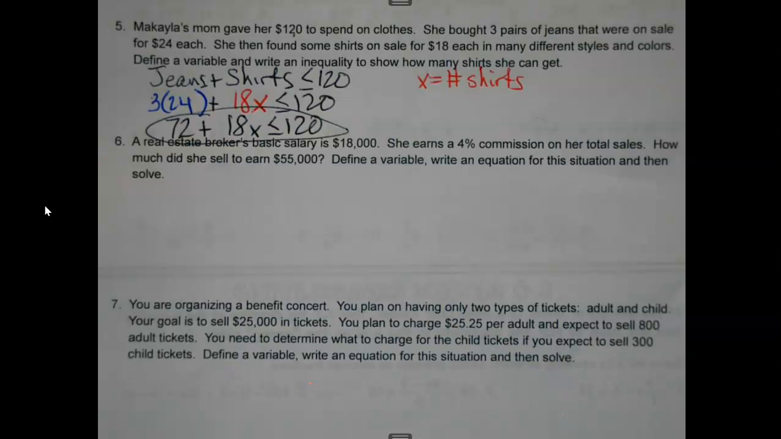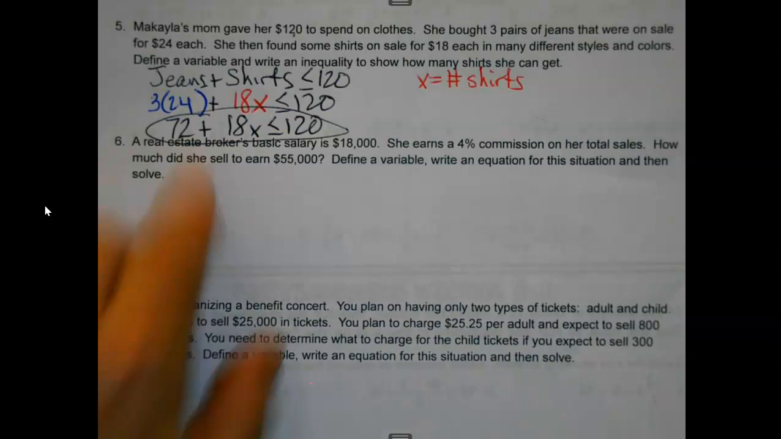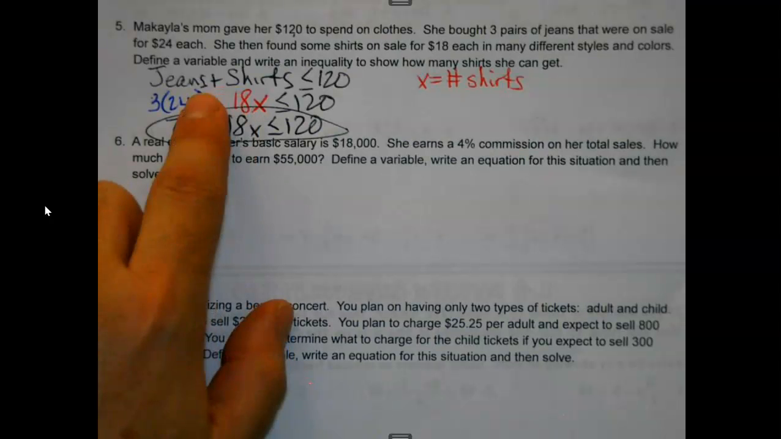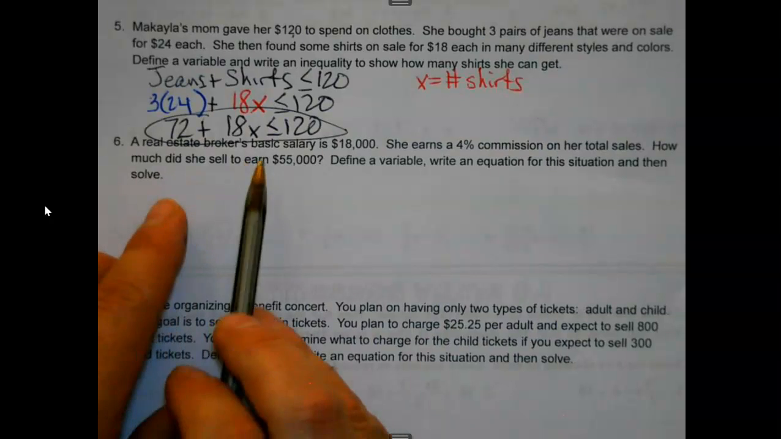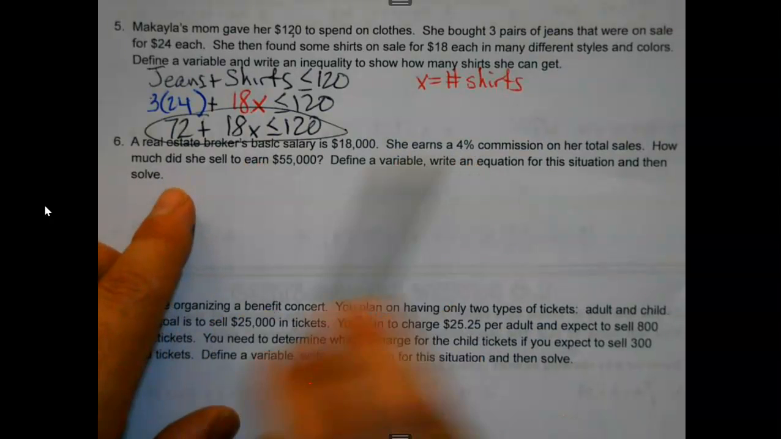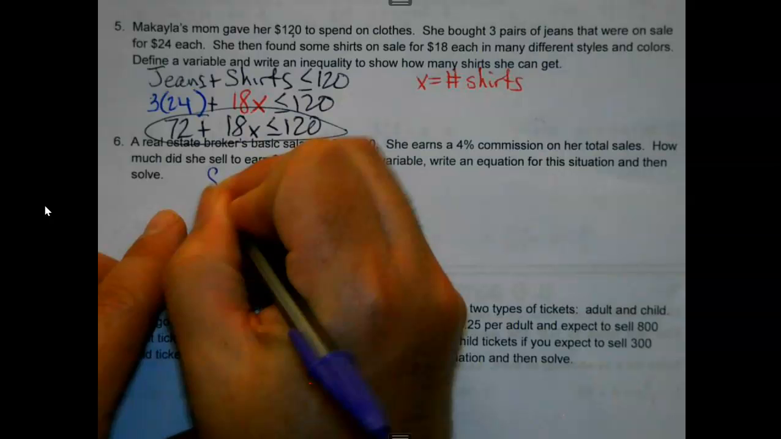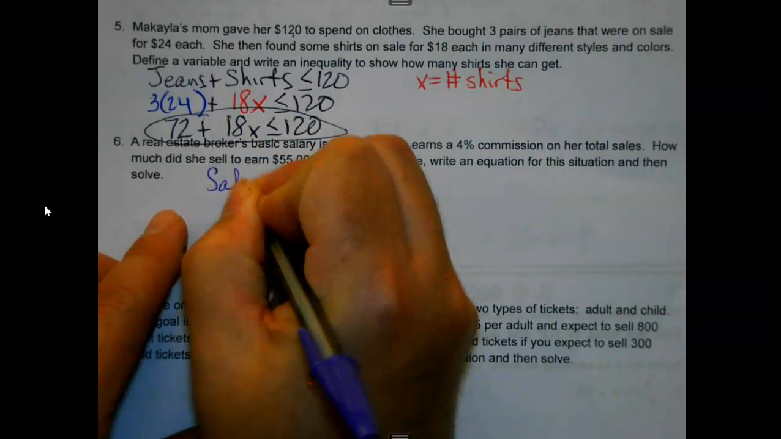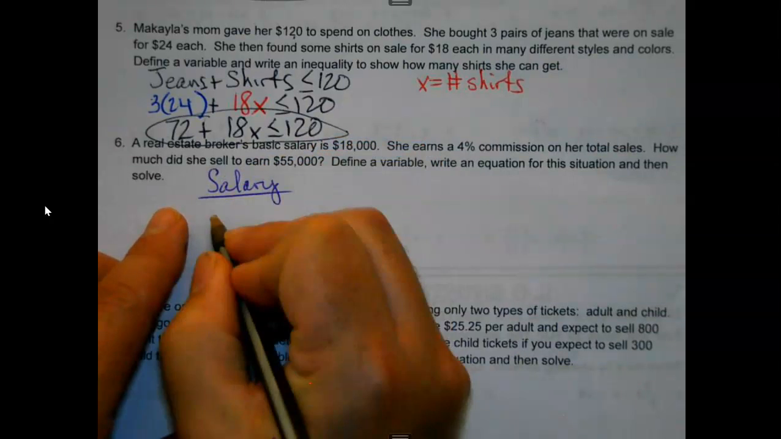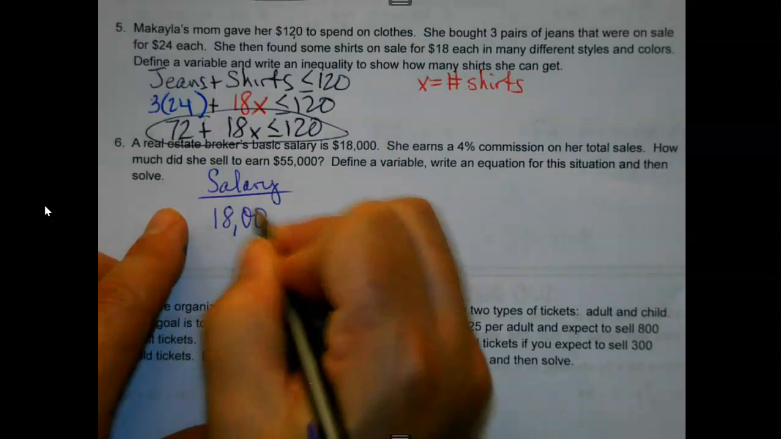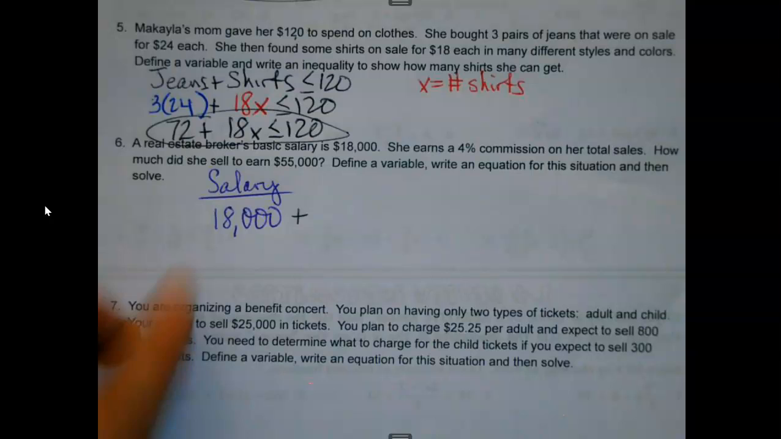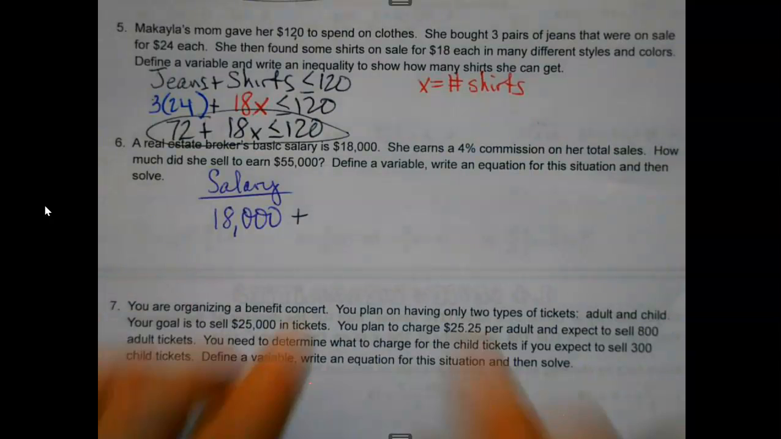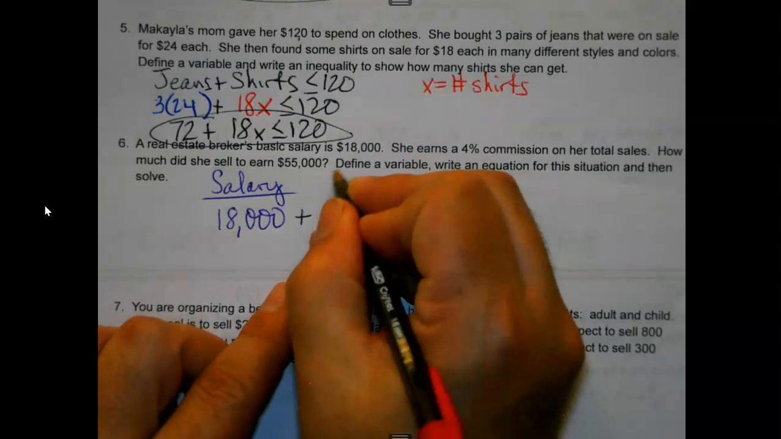Okay. So again, you're going to find consistency with me. I'm going to do a little word salad here first. So let's see. So I'm going to get a salary. So that's $18,000. I'm getting that no matter what, whether I'm good at this thing or not. I'm getting $18,000. Okay. She gets a 4% commission.